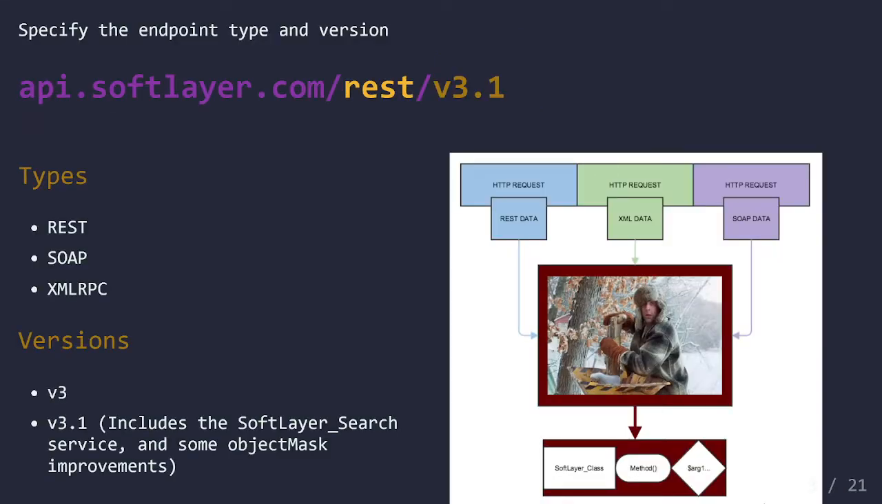Once we have the endpoint, we need to specify the type of API request we're going to make and the version of that API request we're going to use. So there's three main types. REST, which will have your familiar REST syntax, although there's a few idiosyncrasies in the SoftLayer API that make it not entirely RESTful, just REST-like. Then there's SOAP, which is going to require you to send in a fully formed SOAP request. And an XML RPC, which is very similar to SOAP, except it's not as strictly typed as a SOAP request is. All three of those will have access to the same services, methods, data types, and all of that.